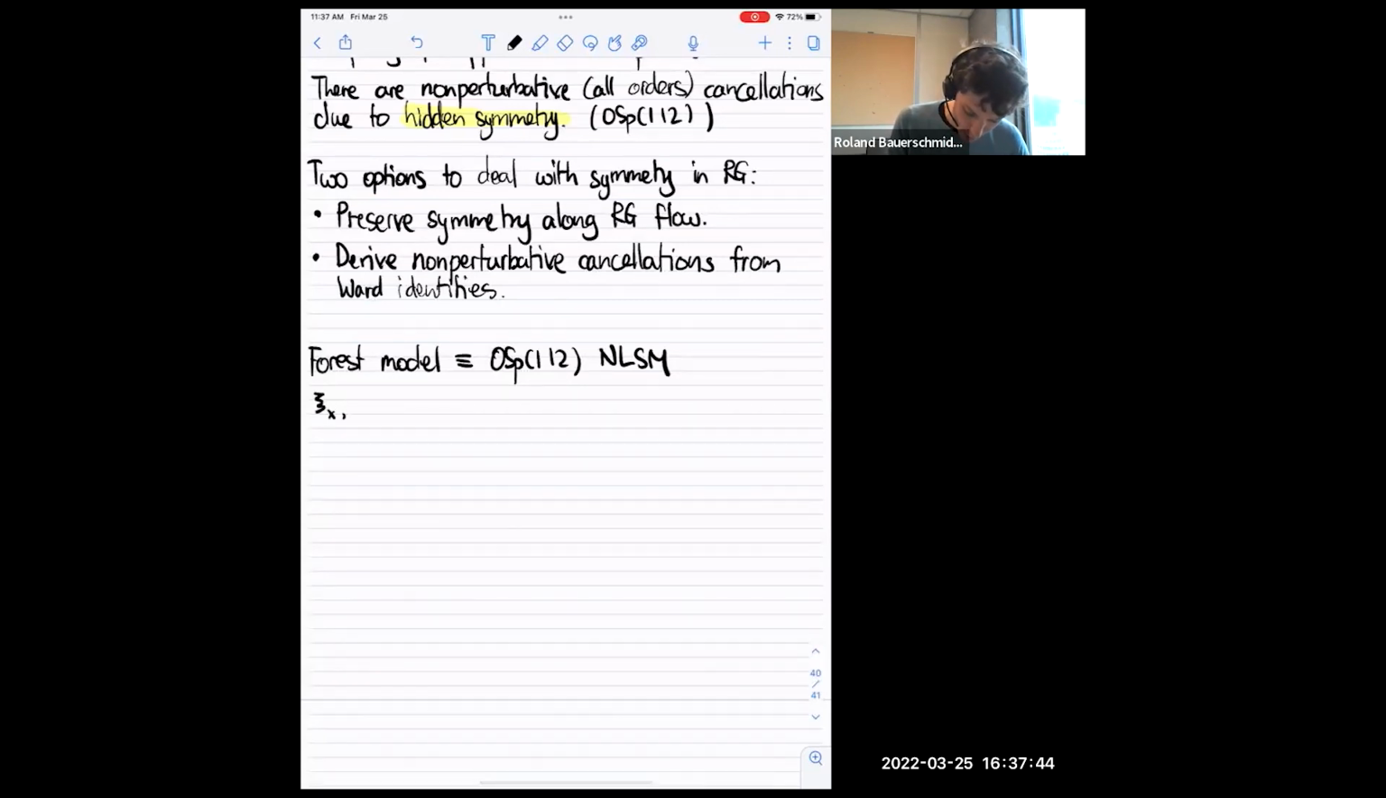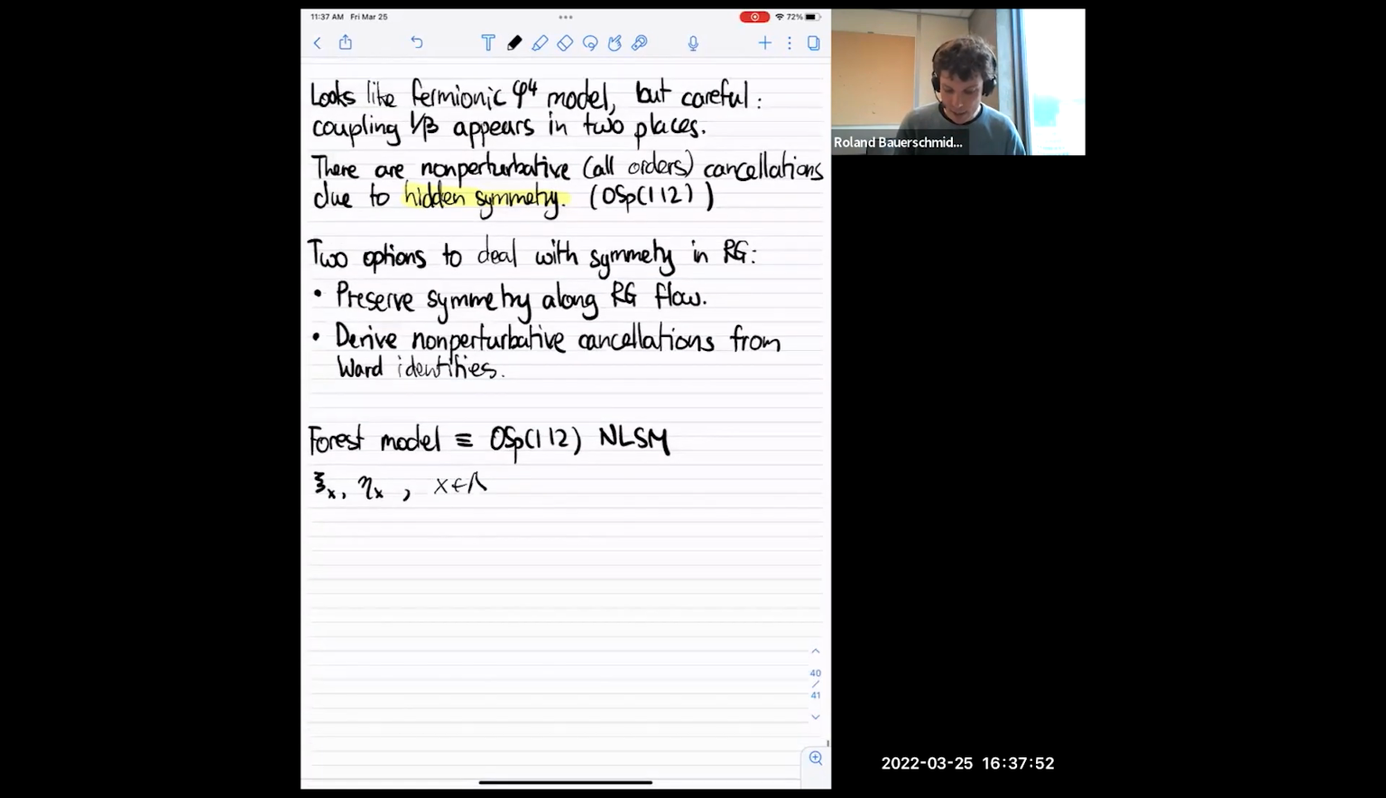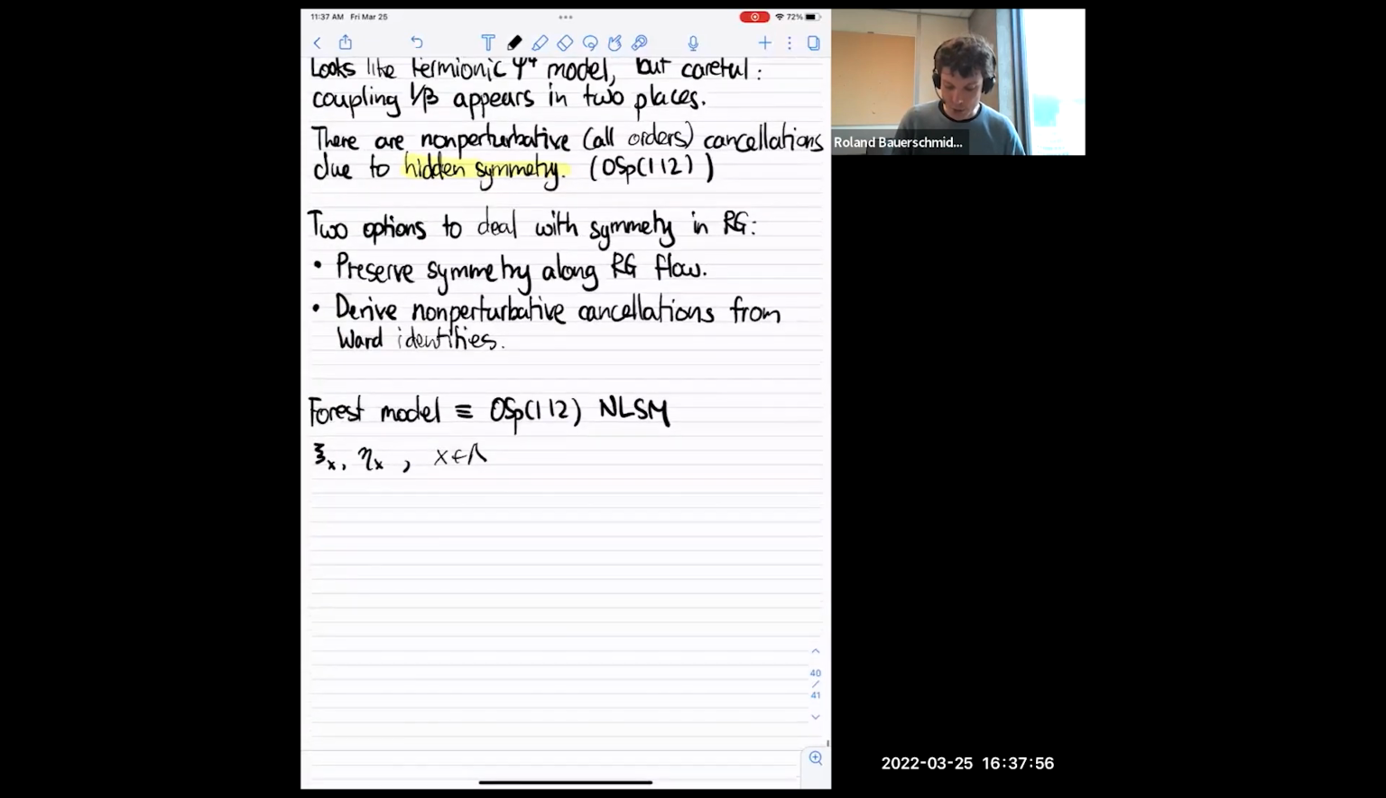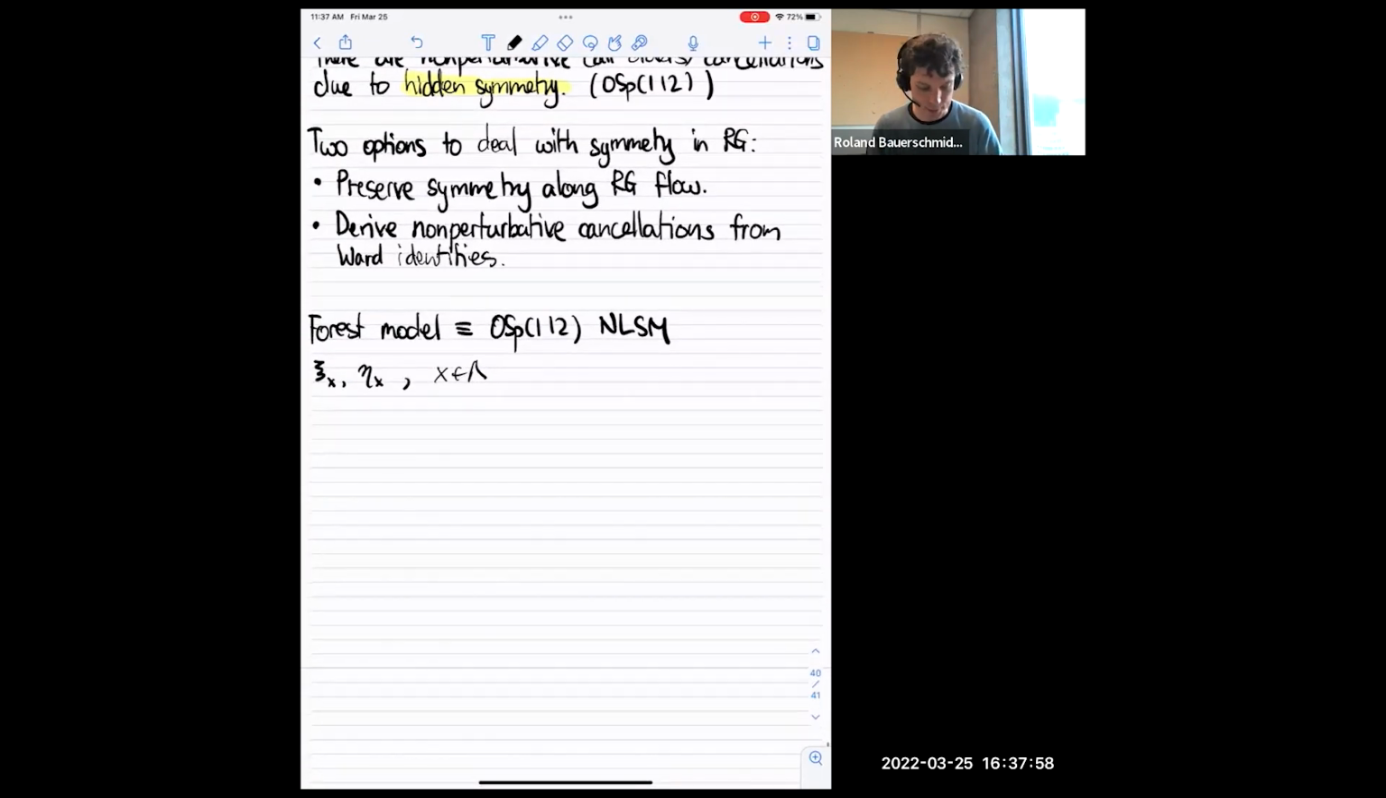We start with 2 Grassmann variables per vertex. I'm going to denote them by psi and eta. They're essentially the same as the psi bar and the psi. I'm just going to use different letters now because the psi and the psi bar are going to be rescaled versions of these. So these are Grassmann variables.